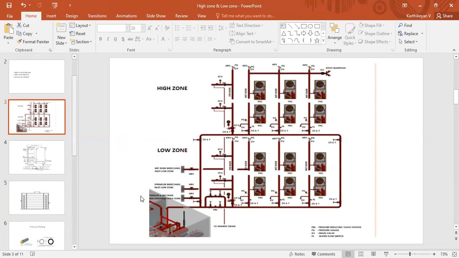If you provide a standpipe system design without a high zone and low zone arrangement, what will happen actually?